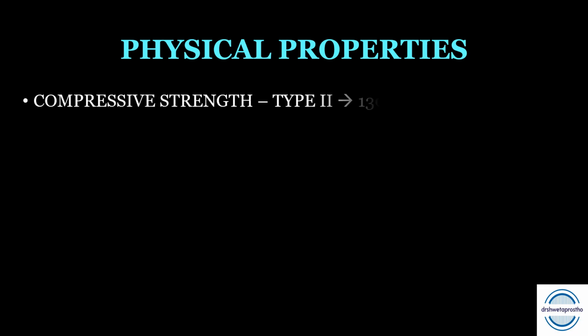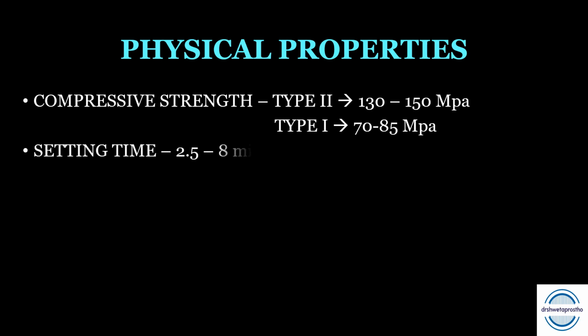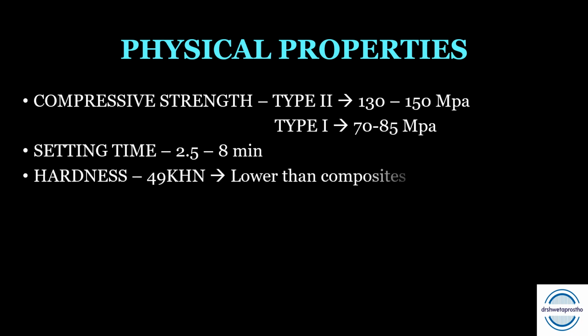Next, we come to the physical properties. First is the compressive strength. Glass ionomer restoratives have a compressive strength of 130 to 150 megapascals. Then for the luting GIC or the base and liner GICs, the compressive strength is 70 to 85 megapascals. Then comes the setting time. Setting time for the restorative and the luting cement ranges from 2.5 to 8 minutes. Now we come to the hardness. Hardness of the glass ionomer cement is around 49 Knoop hardness number, which is lower as compared to the composites.